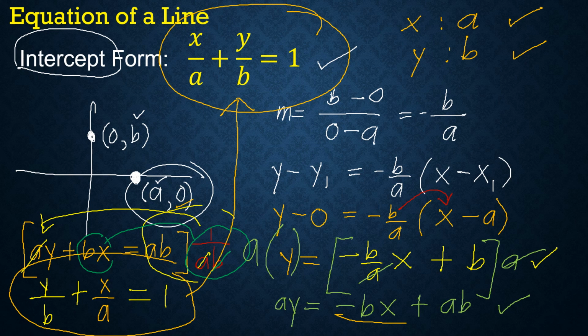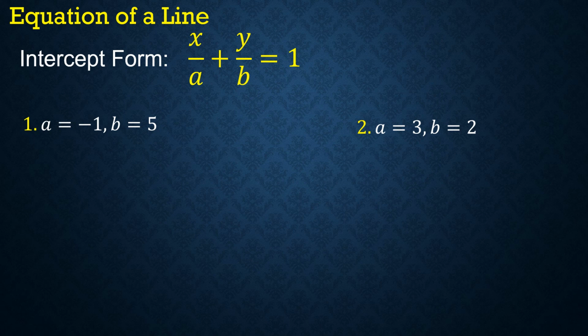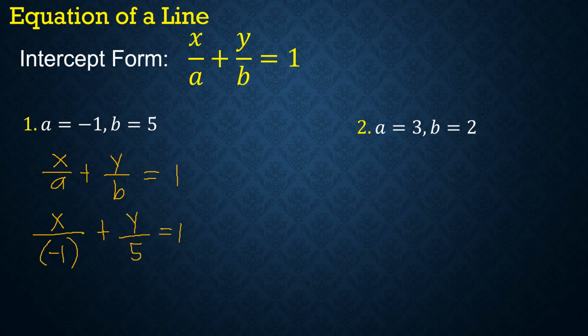Let's have examples. A is equal to negative 1 and b is equal to 5. Using now the rule, x over a plus y over b is equal to 1. Substitute. Let a be -1, so x over -1 plus y over 5 is equal to 1. X divided by -1 is -x. So we have 1/5 y plus 1. Let's say we will end our answer in slope-intercept form.